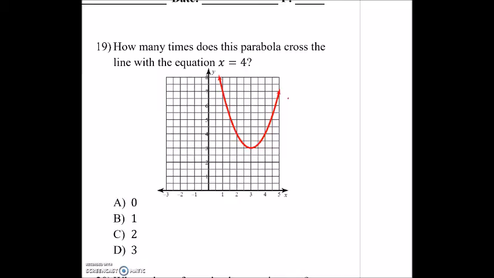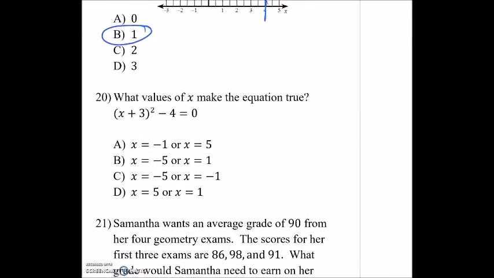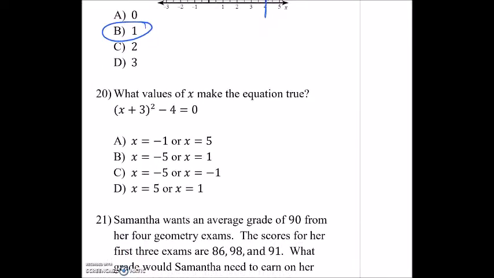So looking at number 19, how many times does this parabola cross the line of x is equal to 4? So x is equal to 4 right here. How many times does it cross the line? Only 1. Simple. Which equation, what values make this equation true?